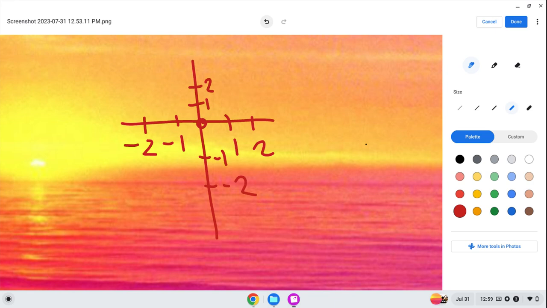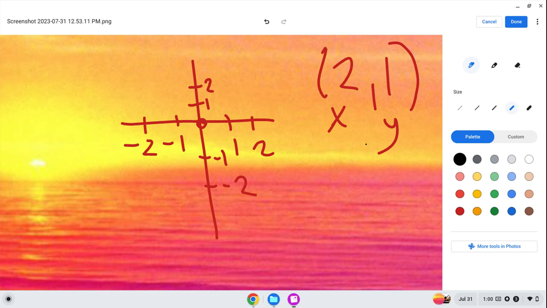Let's say our coordinate point that we're asked to draw the dot for is 2, 1. So 2 is the x value because it's the first one, and y is the 1. 1 is the y value. So let me change my color. So first, let's start with the 2.